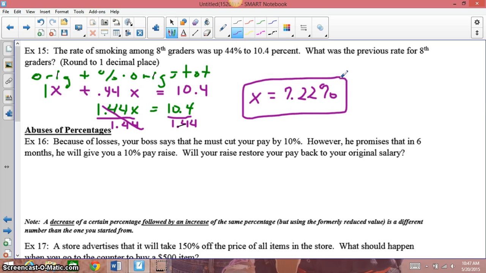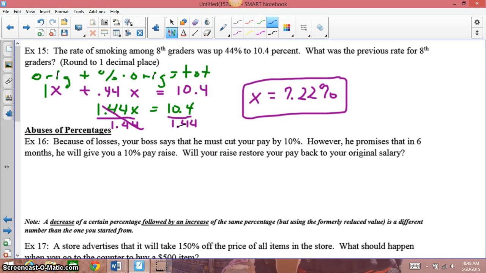Then we'll conclude this section with common abuses of percentages. I'll try to go through these. In example 16, it says that because of losses, your boss says he must cut your pay by 10%. However, he says he's going to promise you in 6 months a 10% pay raise. Our question is, if he cuts you by 10% and then gives you an increase of 10%, is he going to restore your pay back to your original salary?